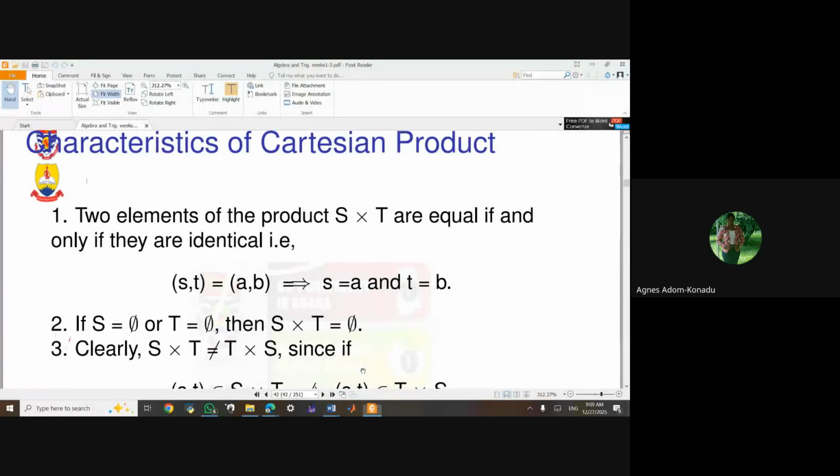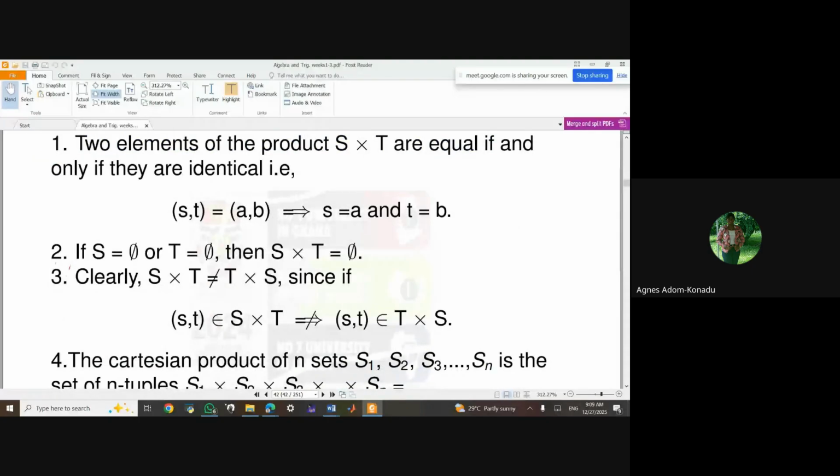Okay, so the characteristics. The first one says that the elements of the set A cross B are equal if and only if they are identical. So let me say that I have S comma T. If S comma T is equal to A comma B, then it means that my S is the same as my A, and my T is the same as my B. So that's the first characteristic.